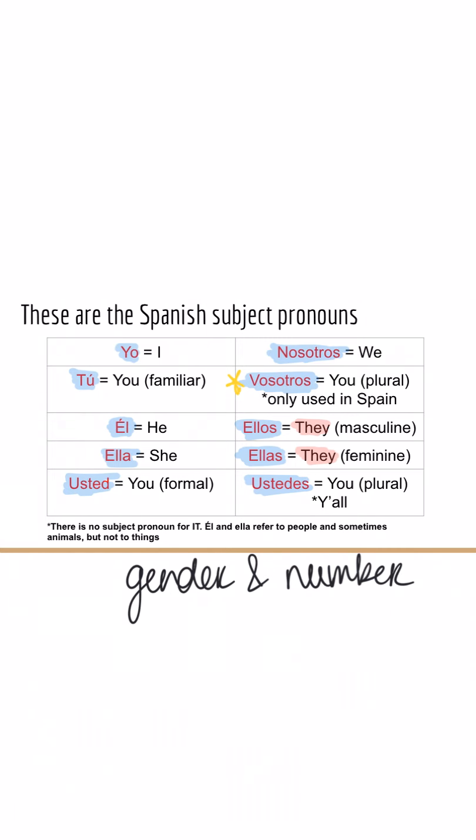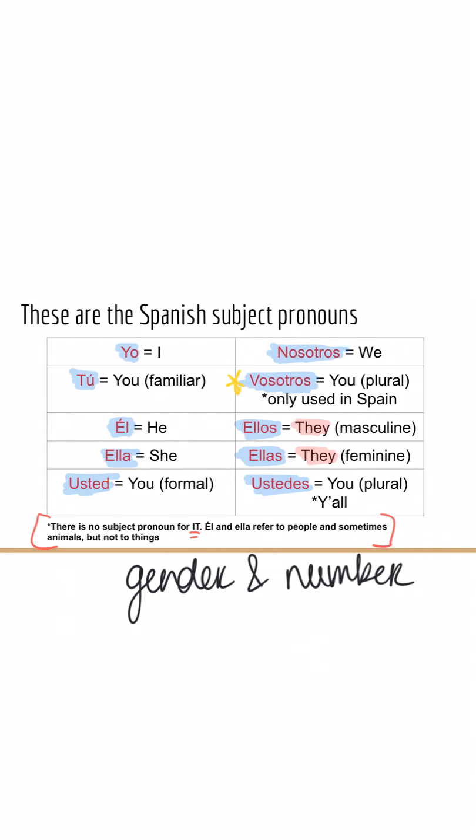Okay, so a big thing down here, it says there is no subject pronoun for it. If you notice, we did have it in English, but in Spanish, we do not. It does tell us, though, that él and ella, or he and she, refer to people and sometimes animals, but never things, okay? So let's do a little bit of breaking down for these subject pronouns.